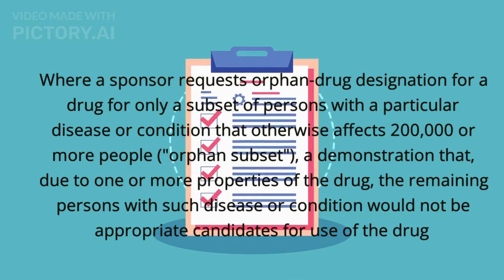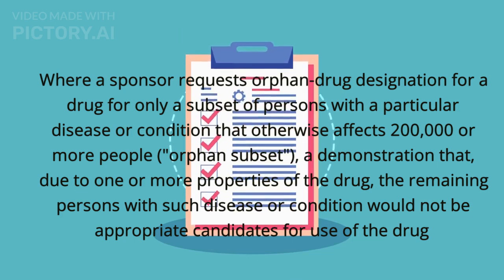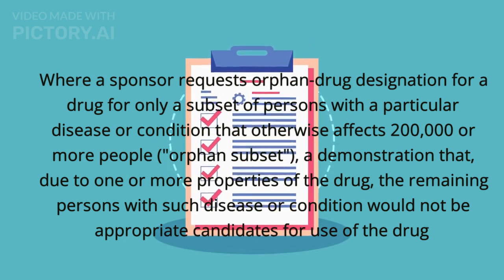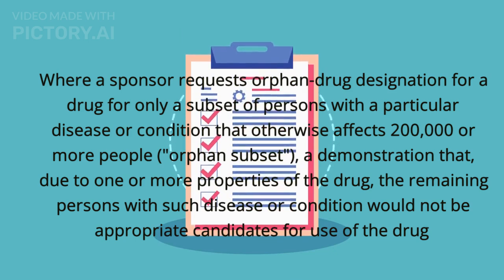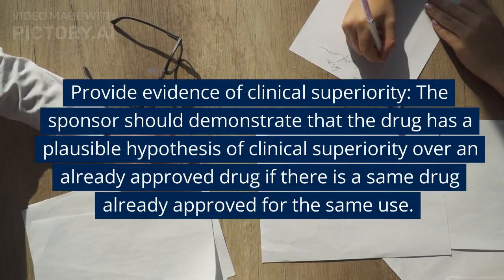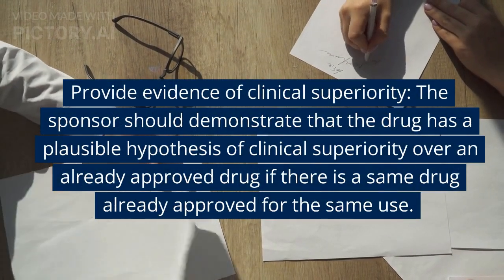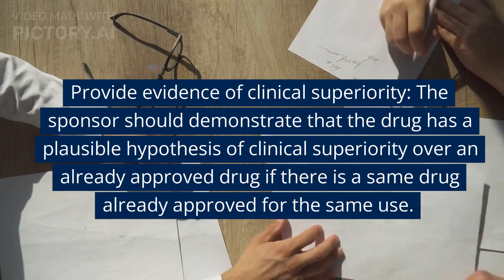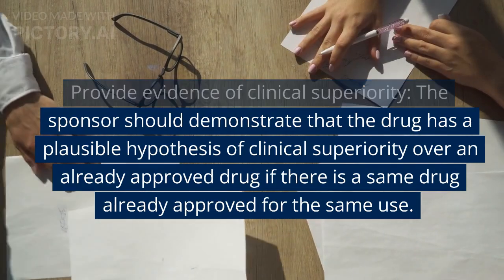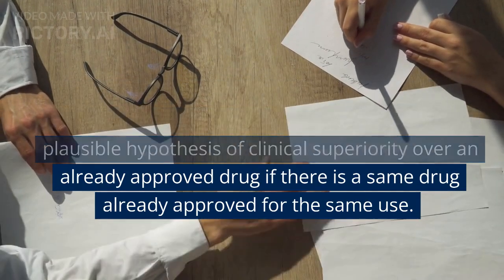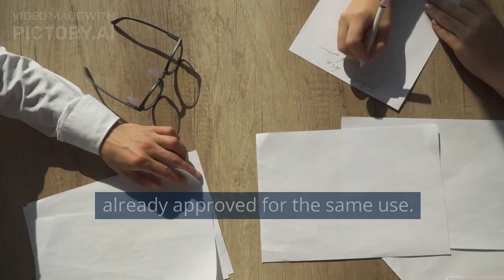Where a sponsor requests orphan drug designation for a drug for only a subset of persons with a particular disease or condition that otherwise affects 200,000 or more people, orphan subset, a demonstration that, due to one or more properties of the drug, the remaining persons with such disease or condition would not be appropriate candidates for use of the drug. Provide evidence of clinical superiority. The sponsor should demonstrate that the drug has a plausible hypothesis of clinical superiority over an already approved drug if there is a same drug already approved for the same use.